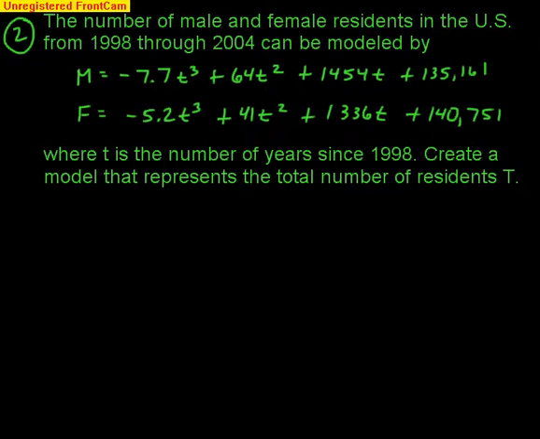Well, in order to find the total, there's male and female people, that's all we have. So to find the total, we're going to take the male and add it to the female. Because it's addition, you do exactly what the terms say. Whatever their signs are, you use those signs. So to combine the t cubes, we're going to take negative 7.7 and add negative 5.2, or just subtract 5.2, whatever you want to do. And you get negative 12.9t cubed.